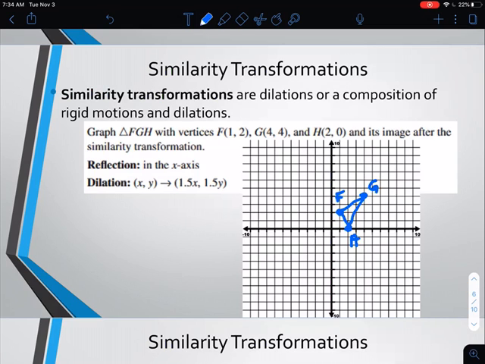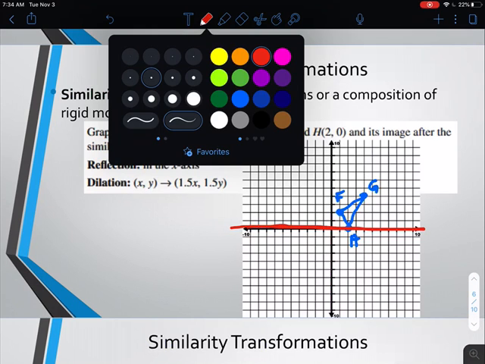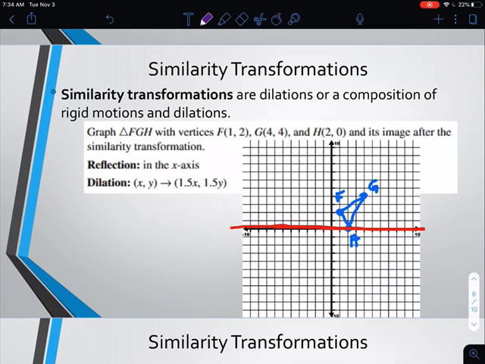Okay. Now, the first thing it wants me to do here is reflect across the x-axis. So if I'm going to reflect across the x-axis, it is this one right here. So I highlight that line. And so what's going to happen now is I'm going to reflect. And so H is actually going to stay exactly where it's at. So that's going to be H prime right there. F is currently 2 units above the x-axis, so I'm going to go 2 units below the x-axis. And there's F prime. And then G is currently 4 units above, so I'm going to go 4 units below. And there's G prime. And so then I connect my dots. And there's my first image.